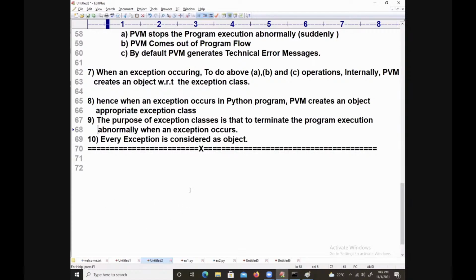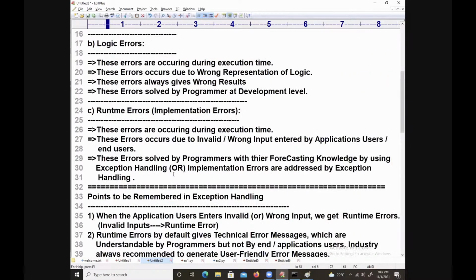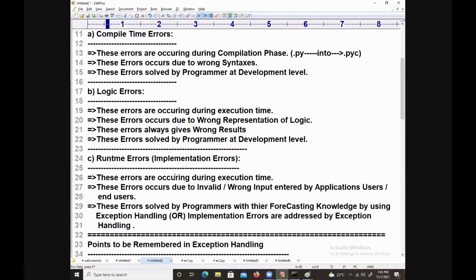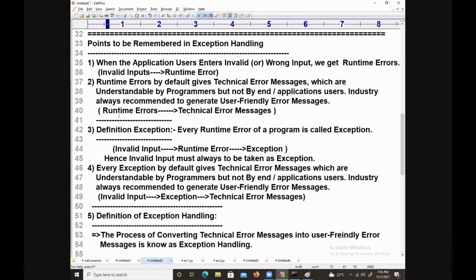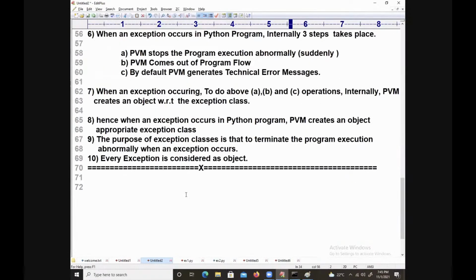Okay. Right. So, am I clear today about these concepts, my dear students? Before leaving the session, how many types of errors are there? 3 types of errors are there. Did you understand these 10 points to be remembered in exception handling? Did you remember these 10 points? More about that, in tomorrow's class we will go for it. Don't miss tomorrow's session. Very, very important session.